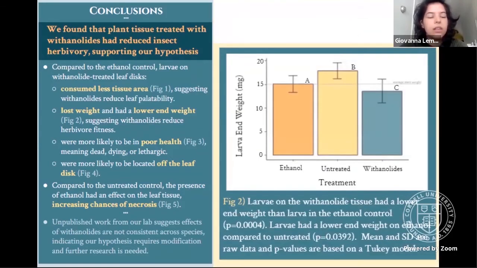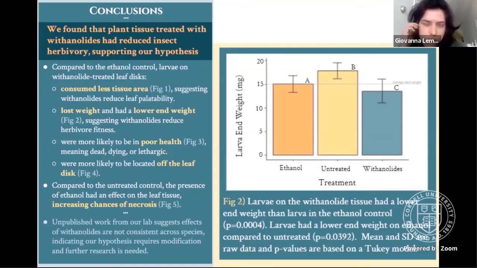For larval weight, larvae on the withanolide treated leaf discs lost weight. So that faint gray line is the average starting weight, around 15 milligrams. On the treatment, they lost weight, around 3 milligrams, while those on the ethanol control gained a small amount of weight, around 0.1 milligrams. The ethanol control larvae then weighed 23% more, which suggests withanolides reduce herbivore performance.